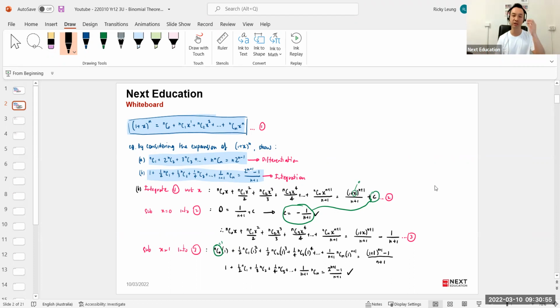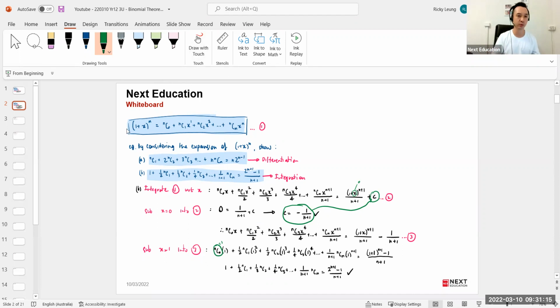Now, if you're also on top of your game, you can also see on the right-hand side, if the power went down by 1, generally it's differentiation. If the power goes up by 1, generally it's integration, right? All right, that's the framework for doing calculus-related proving of identities in binomial theorem.